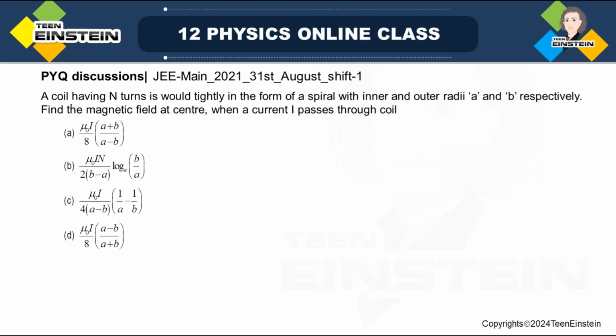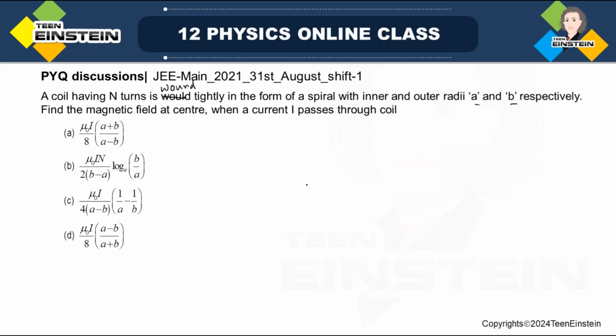So the question says a coil having n turns is wound tightly in the form of a spiral with inner and outer radii A and B respectively. Find the magnetic field at the center when a current I is passing through the coil. Let me try to explain you this question.